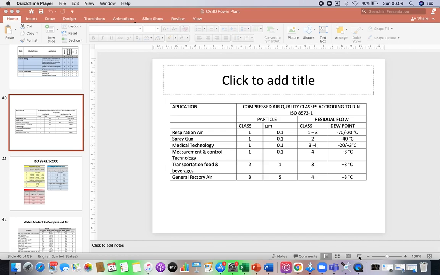Today I'm going to continue my presentation about the compressed air system optimization, a case study in a fire power plant. And in my previous presentation, I talked about the air quality.